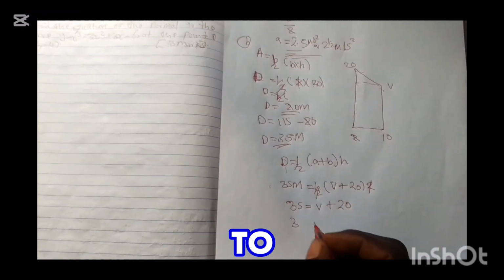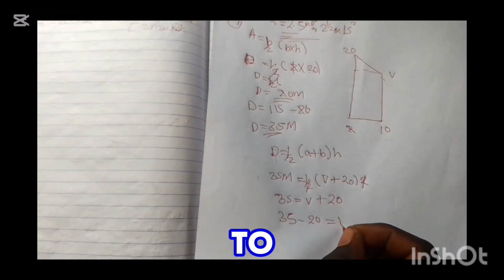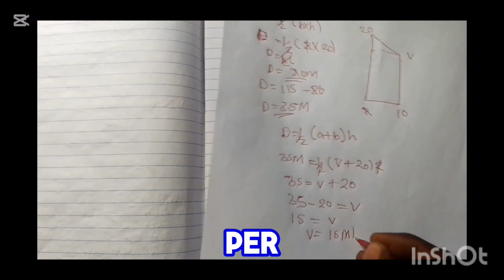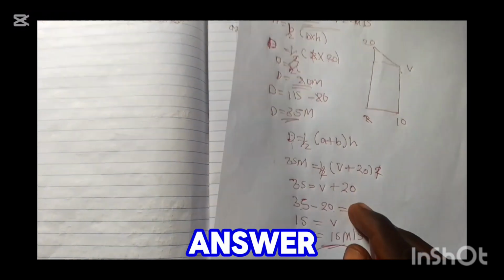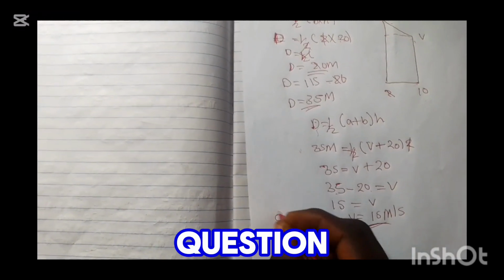So 35, we are going to put the numbers together. So 35 subtract 20 is equal to V. So 35 subtract 20, which is 15, is equal to V. So V is equal to 15 meters per second. So this is the answer. Please, if you haven't understood, click on the comment box. So let's proceed to question number C.